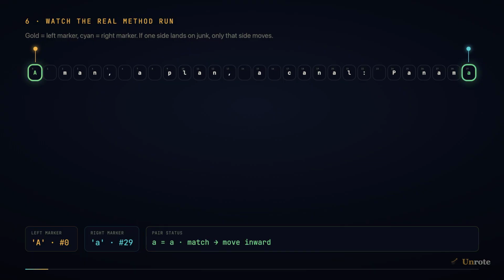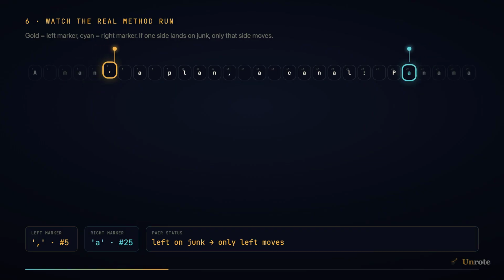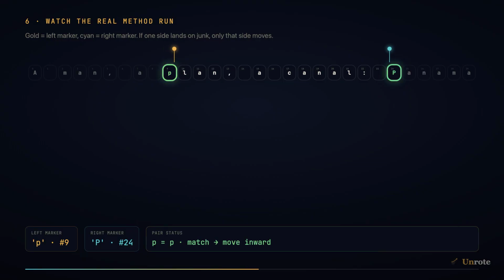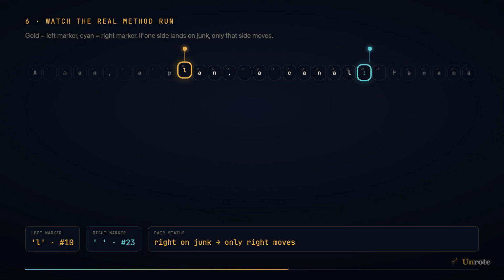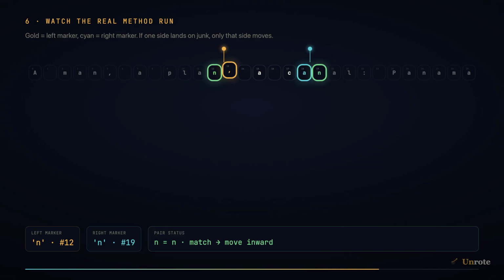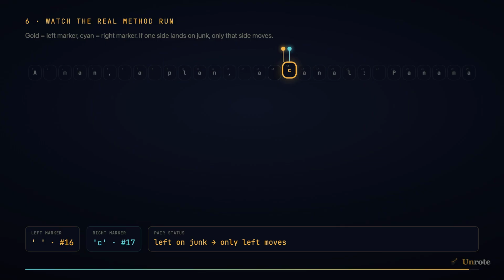Let's run the real method on the full row. A man, a plan, a canal, Panama. The gold marker starts on capital A. The blue marker starts on little a. Both tiles flip to lowercase, and that pair flashes green. Then both markers slide inward 1 step. When the gold marker lands on a space, the space fades gray, and only the gold marker hops past it. Later, the blue marker lands on punctuation, and again, only that side moves while the other waits on its letter.